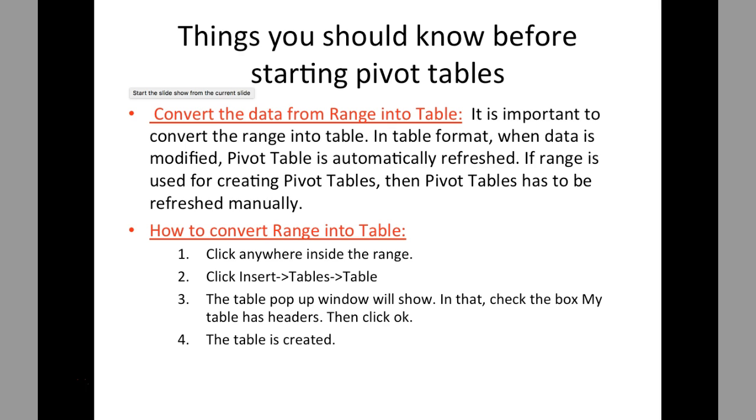Then at the ribbon, click on the Insert tab. In that, choose Tables. Then select Table again. You'll see a pop-up window. Make sure you check the box to add the table headers. Then click OK and your range is converted to table. Once the table is created, you'll see drop-down arrows on the headers and Design tab is on the ribbon.